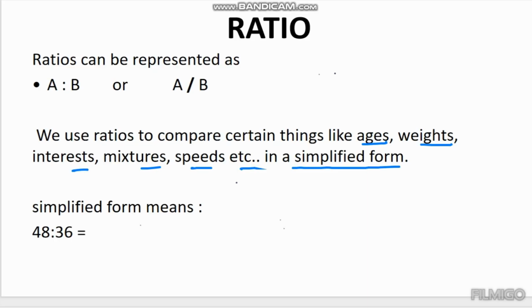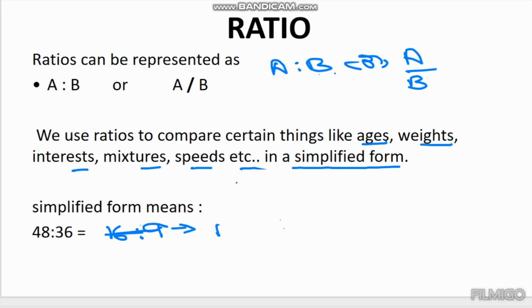in a simplified form. So ratios can be represented as A is to B or A by B. So let us know what is meant by simplified form. The given values can be represented in a simplified manner. So here 48 is to 36 can be represented as 16 is to 9, which can be further represented as 12 is to 9.